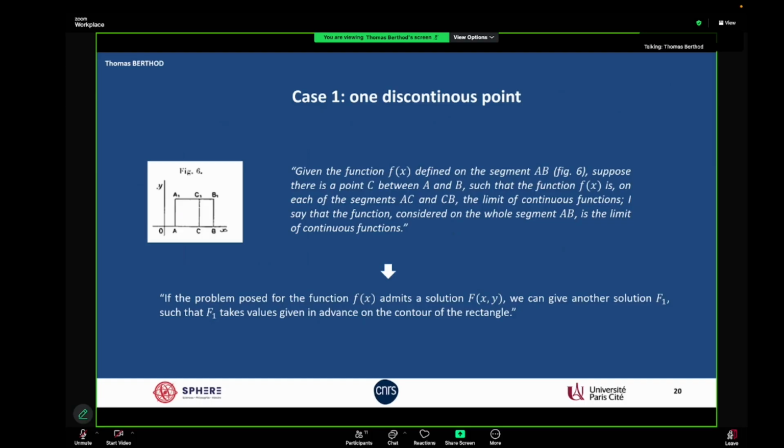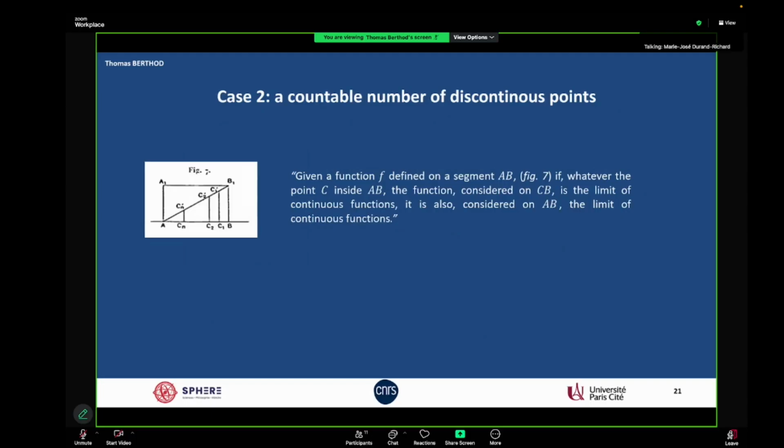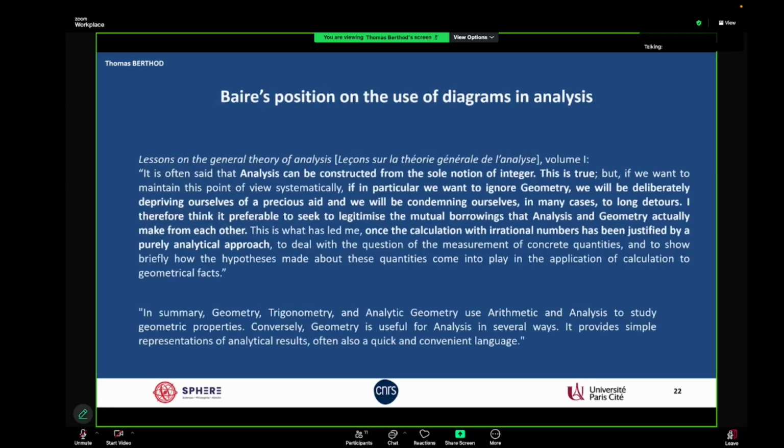Okay, Mario has a question. Yeah. So since I have a follow-up question, but let other people speak. Yes, thank you, Thomas, for your talk. I am interested to know if there is a posterity of this kind of method initiated by Baire about diagrams, or was he an isolated case?